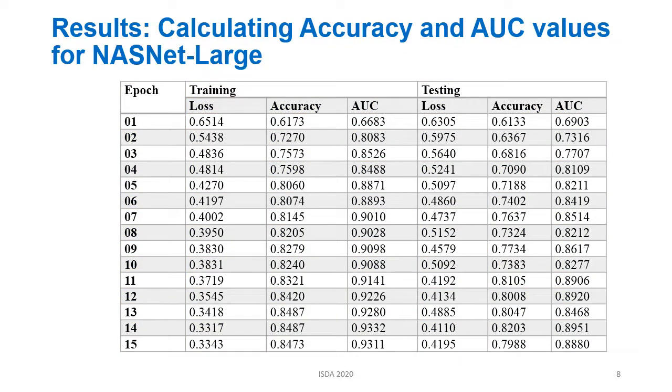This is the performance of the NASNet Large algorithm, where accuracy and AUC values are calculated and evaluated for training and testing images for 15 epochs.